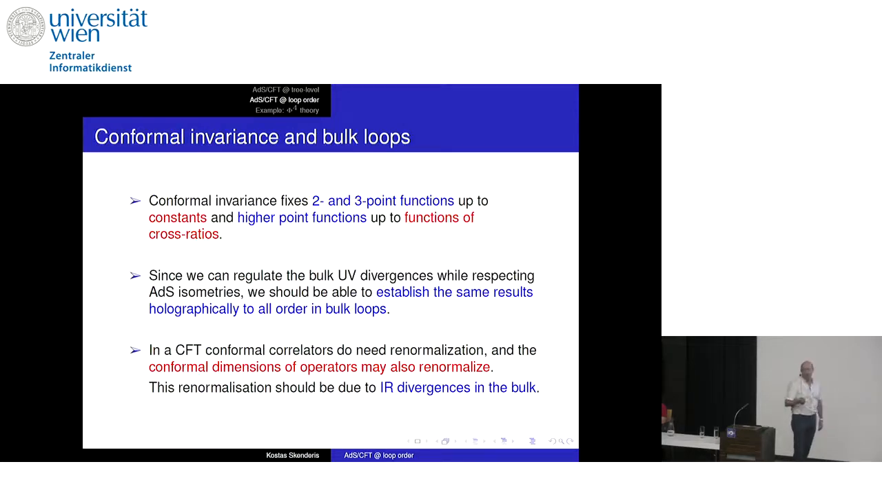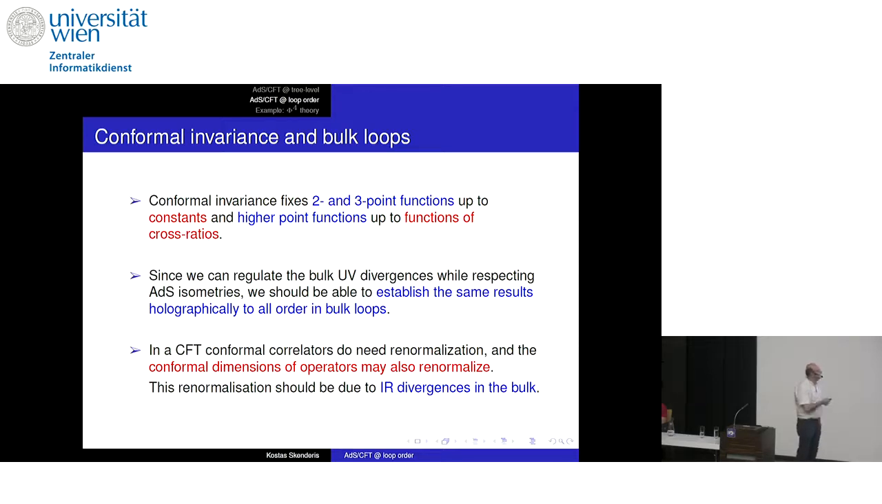Okay, so now let's go back to a bit more general comments. We know that conformal invariance fixes 2- and 3-point functions up to constants, and we also know that higher-point functions are again fixed up to functions of cross ratios. And to find out about this, we do not need to do any explicit computation in any specific model. This just follows from symmetries.